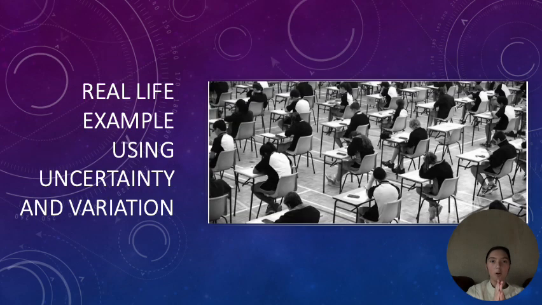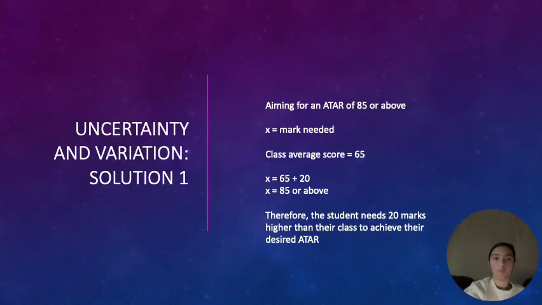A real-life scenario involving uncertainty and variation is when you are sitting the HSC exam. When a Year 12 student is preparing for their HSC, there is uncertainty about doing well in the exam or not being prepared enough. There is also a lot of pressure and uncertainty for HSC students, particularly if they need a certain score to achieve a certain ATAR.